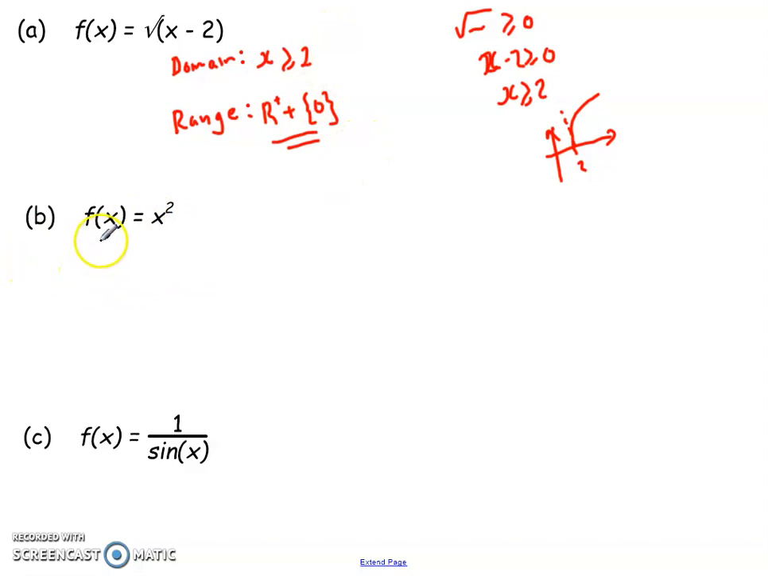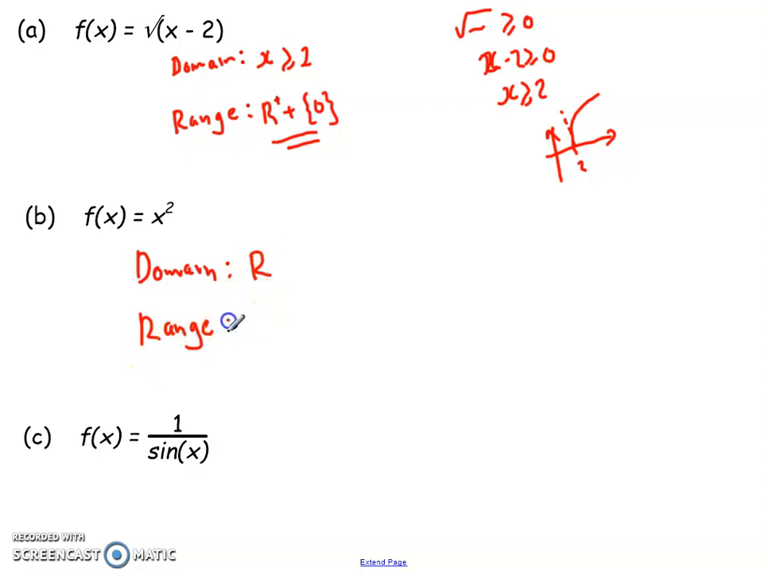Second function, what we have to look at is f of x equals x squared. Again, we want the domain and we want the range of this function. The good thing about this is that if we look at x squared, there is absolutely no limitation. We can put any value of x in there and we can get a solution out. So in this case, my domain is every single real number, so my domain is R.